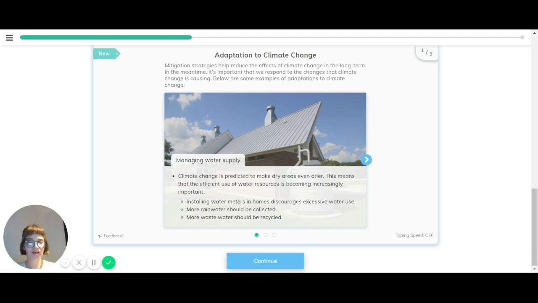Climate change is predicted to make dry areas even drier. This means that the efficient use of water resources is becoming increasingly important. So to manage water supply, we can install rainwater meters in homes, which discourages excessive water use, collect more rainwater, and recycle more wastewater.